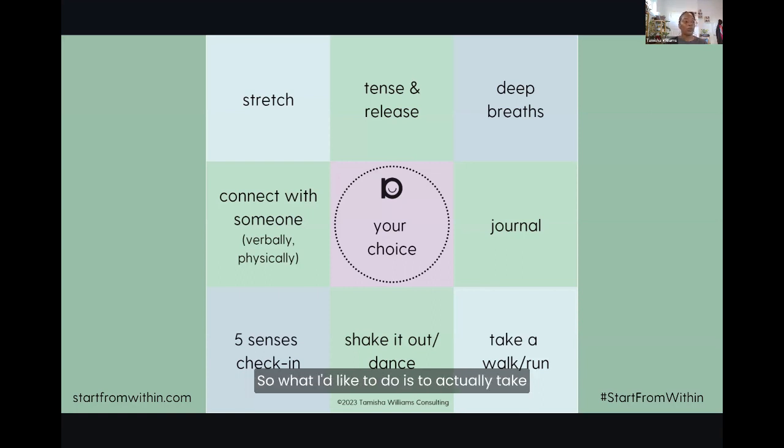So what I'd like to do is to actually take a moment and go through each of the different areas. Some may be familiar to you, but just in case they're not, I'd like to talk through them or demonstrate them to help you along. Let's start first with stretch.